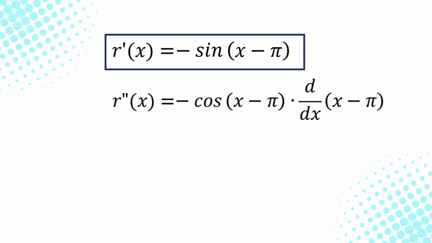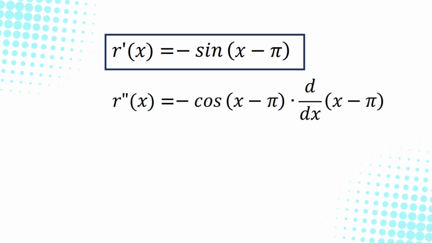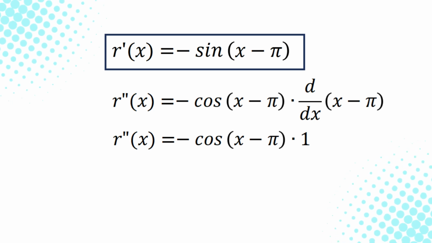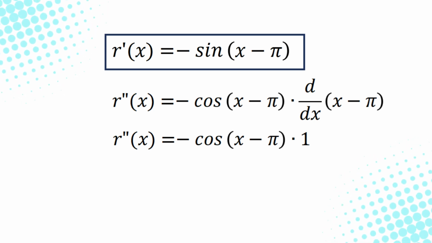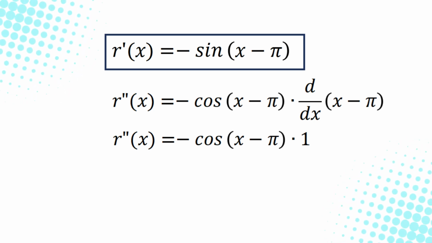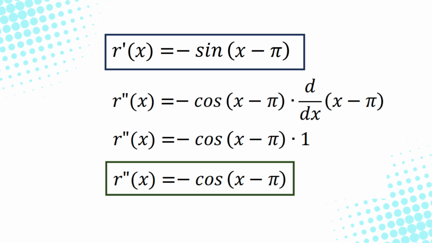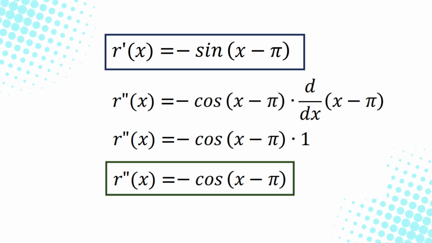Now we are going to simplify the inner derivative. Simplify by multiplying negative cosine of x minus pi by 1. Now, the second derivative is negative cosine of the quantity x minus pi.